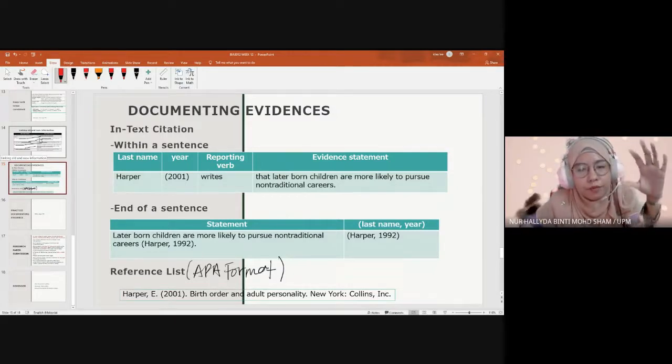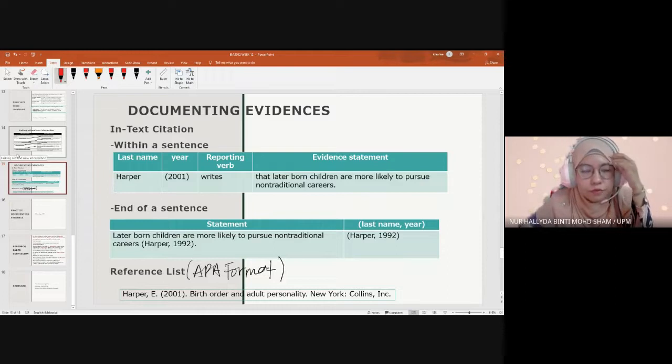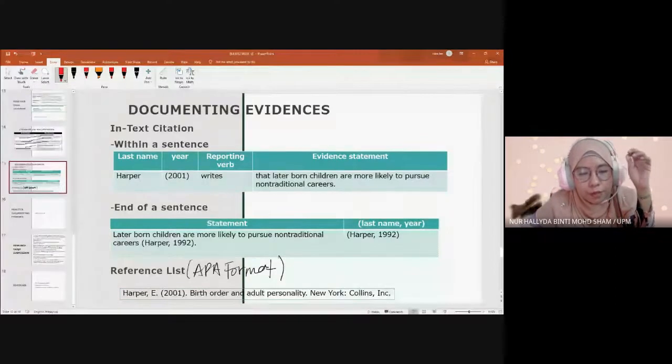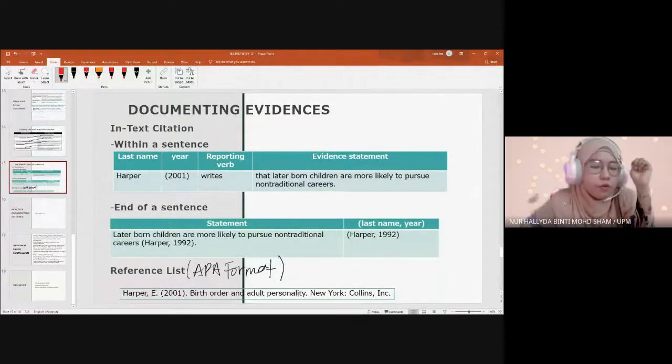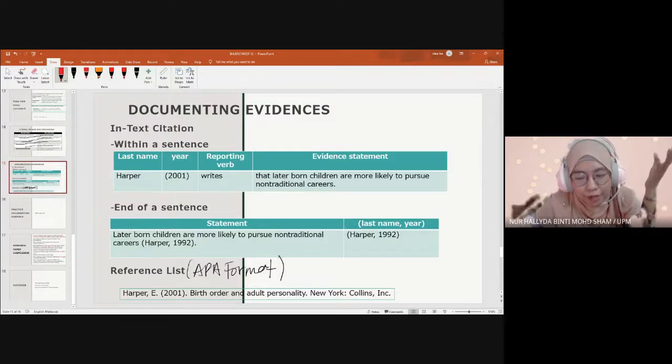There are many ways on how you can do your reference list. It all depends on the type of resources. You can also cite from YouTube, from a video. How to do that? Macam mana? Let's say your source is from a YouTube video, but it's a legit one lah, a reliable one.